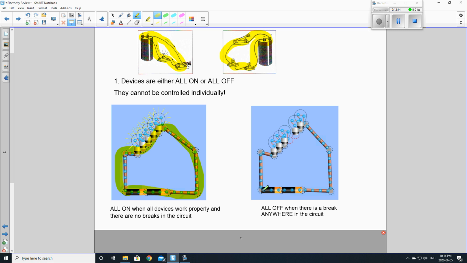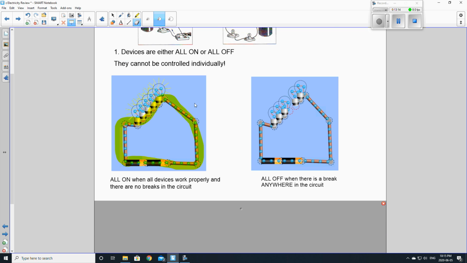Over here, notice that they all turn off. Even though the electrons exit through here, which is the negative side of the terminal, and could maybe go through here first, the fact that there's a break in the circuit right here means that there is absolutely no electron flow. That is why all of them are off. Hope that makes sense. Let's just keep going here.